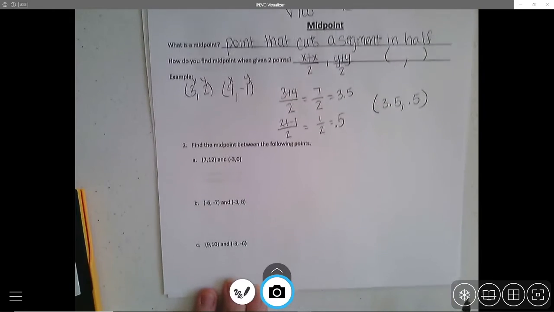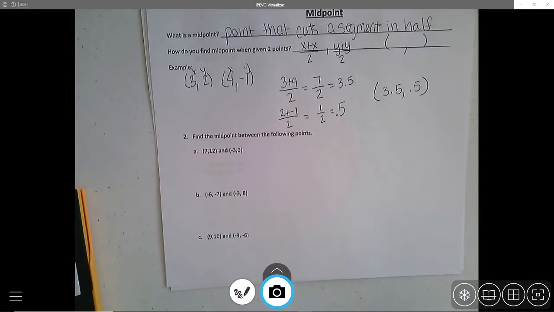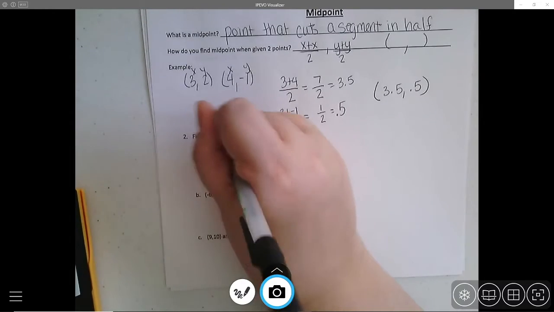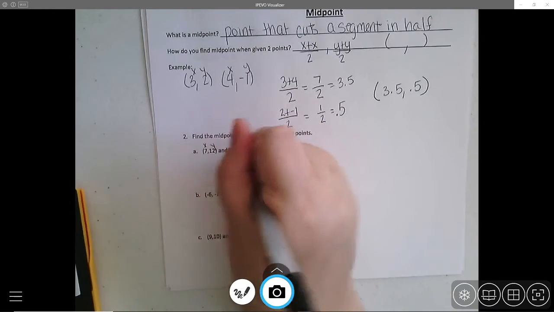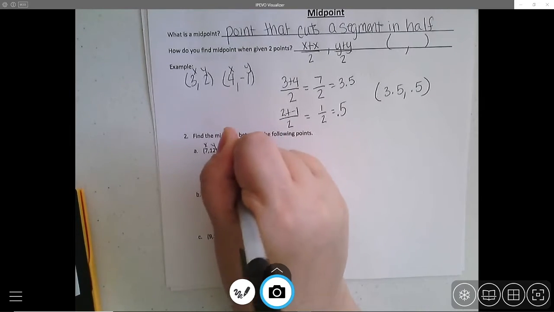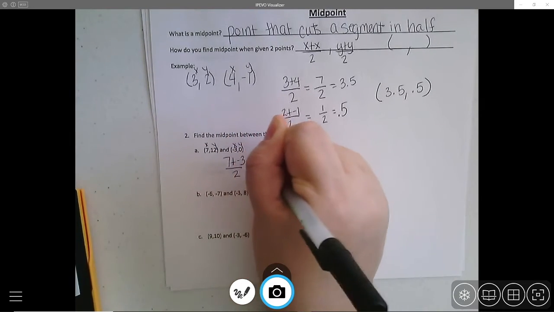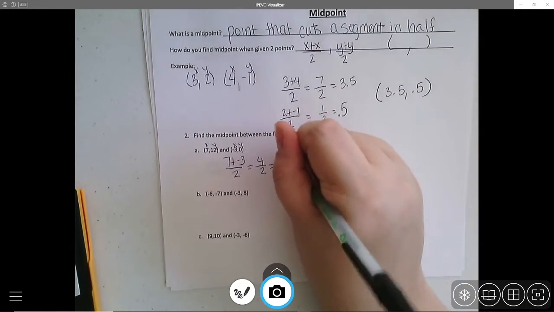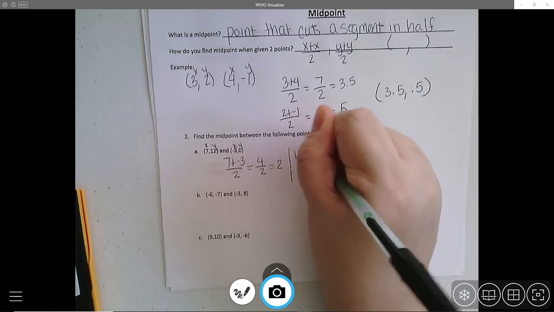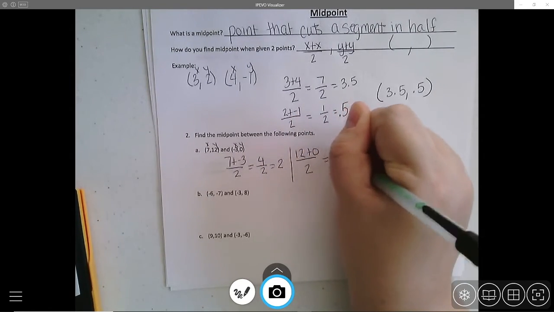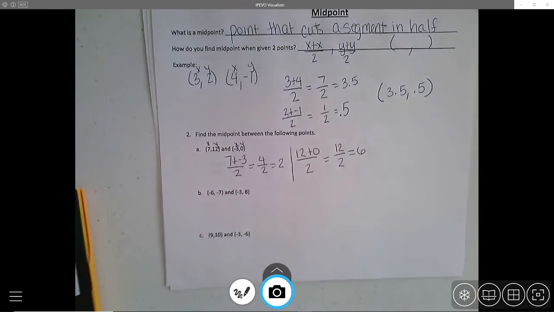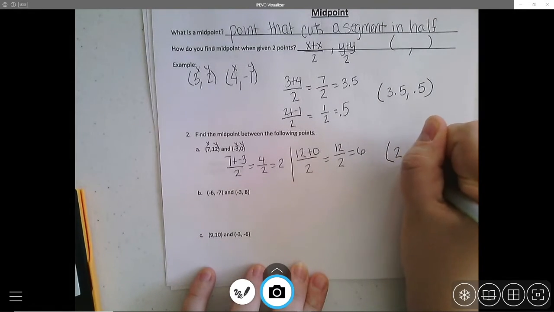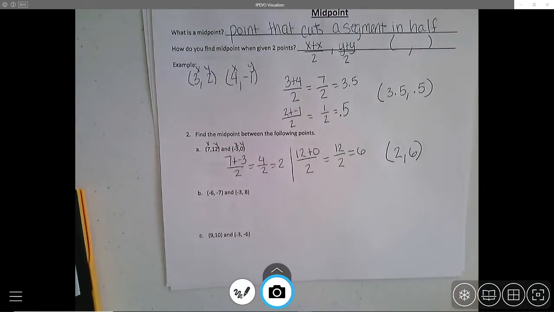So now, going down here to some problems. Find the midpoint between the following points. X, y, x, y. 7 plus a negative 3 divided by 2. That's 4 divided by 2, or 2. Okay, now I'm going to do the same thing with y's. 12 plus 0 divided by 2. 12 divided by 2, which I get a 6. So on my right-hand side is my y's. On my left-hand side is my x's. Final answer is x, comma, y, so it would be 2, comma, 6.